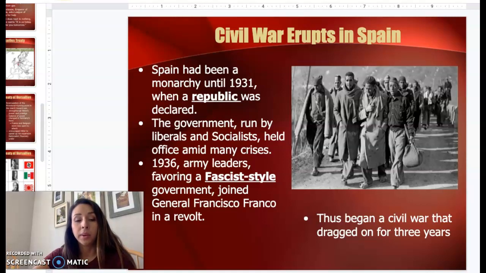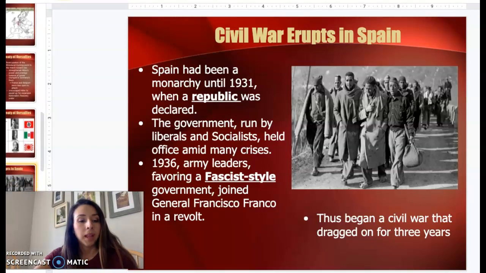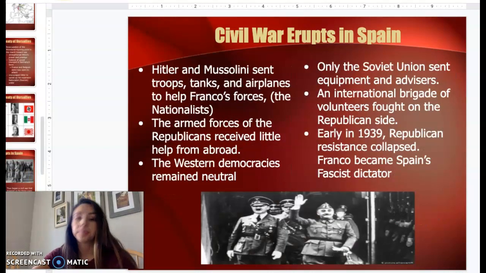cities amid the crisis. Similar to other countries who fell to fascism, people began to favor fascist-style government in around 1936 in Spain. And this is going to lead to a civil war in which the General Francisco Franco leads a revolt. And then finally, how does the Civil War play out?